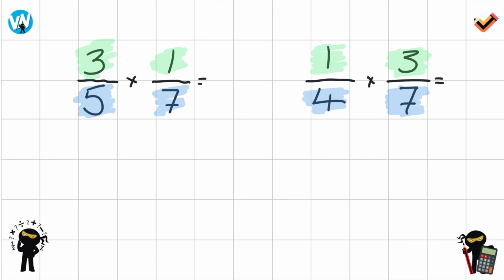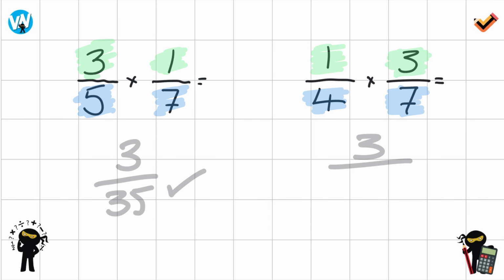So it's that simple. So again, 3 times 1 is 3. 5 times 7, 35. Job done. Over here, 1 times 3 is 3. 4 times 7, 28. And again, sometimes we might think, is that it? Is it that simple? Yes, it's that simple. You will get at least one of these, if not 2, and they're that simple to solve. Easy marks.